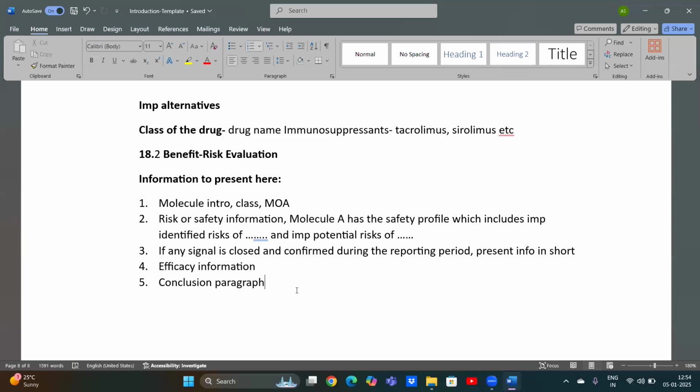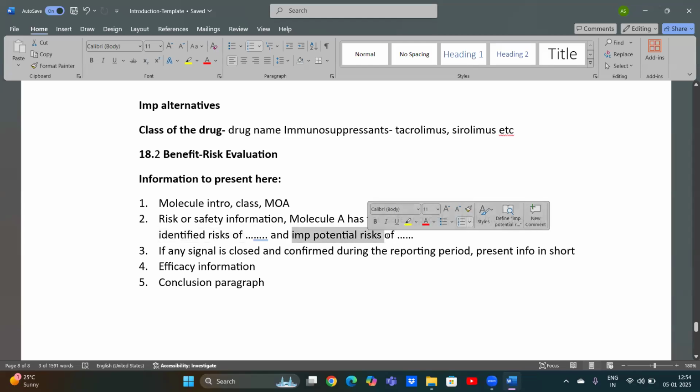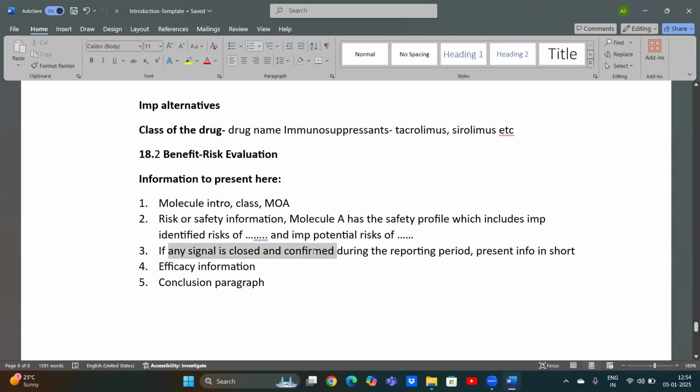Okay. So, Amit sir, what all information will be included for safety information? Because in the second point, there is risk or safety information, both. I told you, risk of safety information, like important identified risk in section 16.1, what you are presenting. Important potential, no missing information. Only important identified and important potential risk, and if any signal was closed and confirmed during your reporting period. So you can present that.